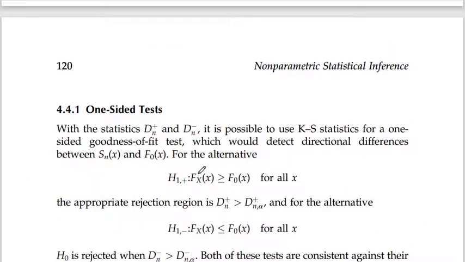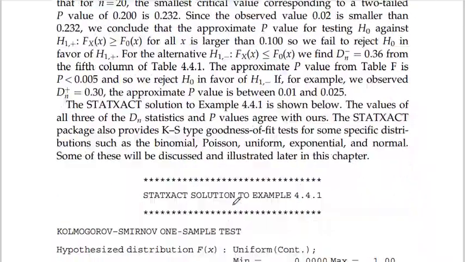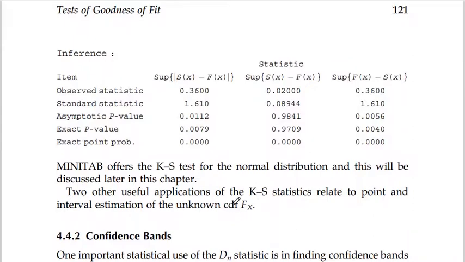Okay, now we can discuss one more example. This is a one-sided test. In a one-sided test you can just take the alternative 1 and alternative 2. You can do the same thing in software also, in Minitab or SPSS.